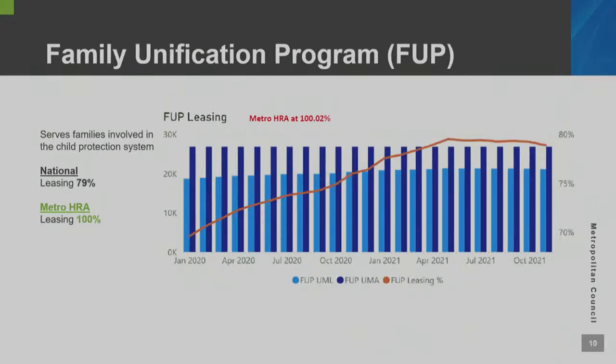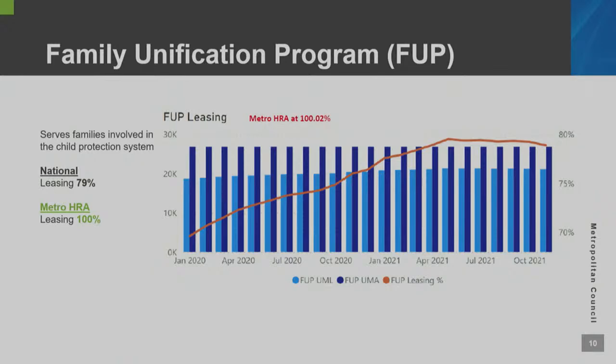We have a small Family Unification Program. This is a partnership with the Public Child Welfare Agency in Anoka County. We have 44 of these. We're at 100% leasing. And nationally, the FUP vouchers are at 79%. We dropped a little bit in May, so we're digging into that. Stephanie and I both today were like, what happened? We dropped like 5 vouchers since last month, so there must be some kind of a fluke or an error in paperwork or something. But in April, we were at 100%, so we hope to remain there.